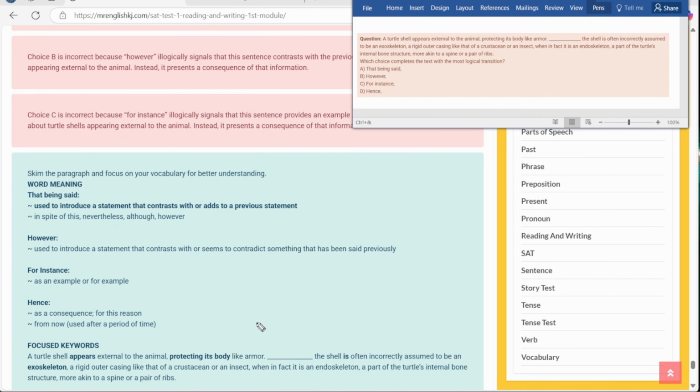26. Pause the video. Let's talk about the options first. Well, it is saying a turtle shell appears protecting its body. The shell is often incorrectly assumed to be an exoskeleton. That being said, nevertheless, although, however, in spite of this are used to introduce a statement that contrasts with or adds to a previous statement, meaning to say something that creates a contrast. It contradicts the previous statement. If I say, I like to study, however, I'm not a bookworm. So I said something opposite. That's how we use "however."